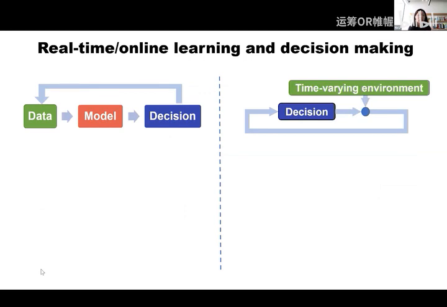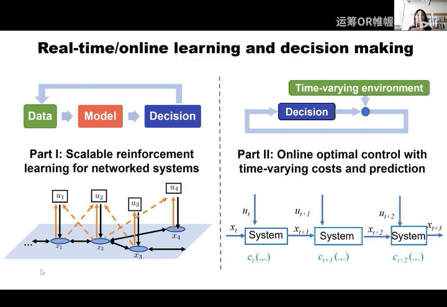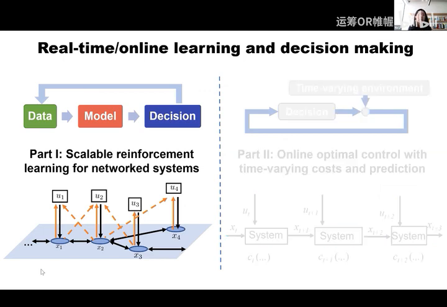In particular, I will only focus on two parts of the talk. In the first part, I'm going to talk about scalable reinforcement learning, because as I mentioned, the system becomes larger scale, so we need to do some distributed coordination. How can we really do it? And in the second part, I'm going to focus on online optimal control under uncertainty, and how to use some prediction to make better decisions. So let's dive into the first part, learning the internal uncertainties.